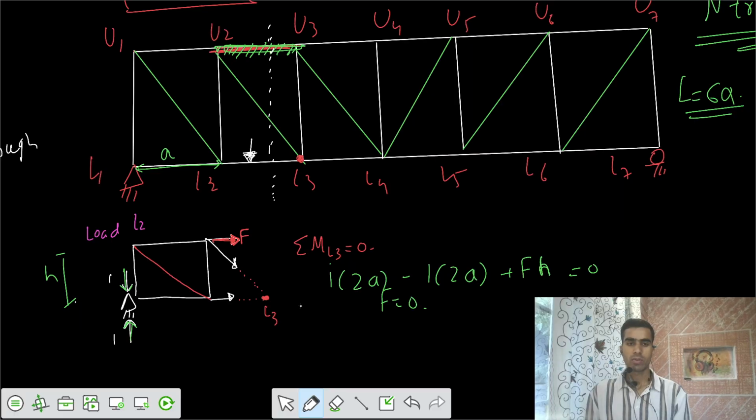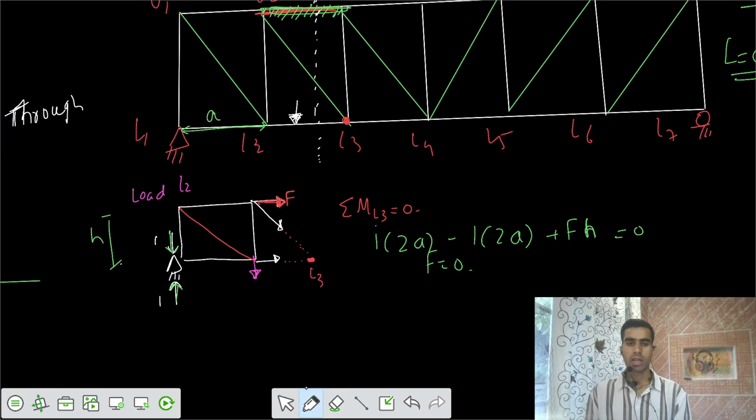When the load is at L2, that means the load is somewhere here. Or, if the load was from the top, we call that loading on the deck. If the load was here, we would have solved for that also. Let's say the load was at this location. Can you guess the reaction? Can you get the reaction here? What should be the reaction at L1?